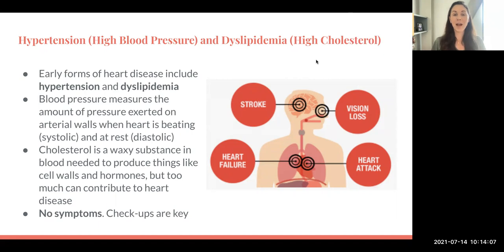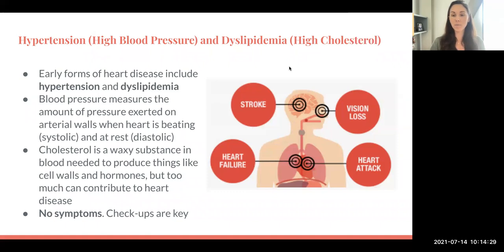So they're not the outcomes that lead to death, like the heart attack, but they're the underlying factors, and they are considered cardiovascular diseases. They're just the early forms or the early indicators. So blood pressure, a little more detail about that, is that blood pressure measures the amount of pressure that's being exerted on your arterial walls.